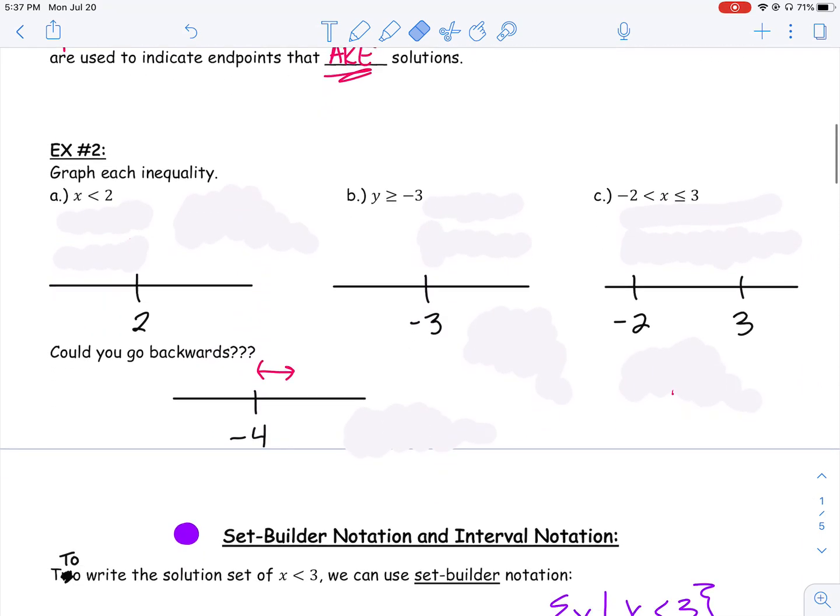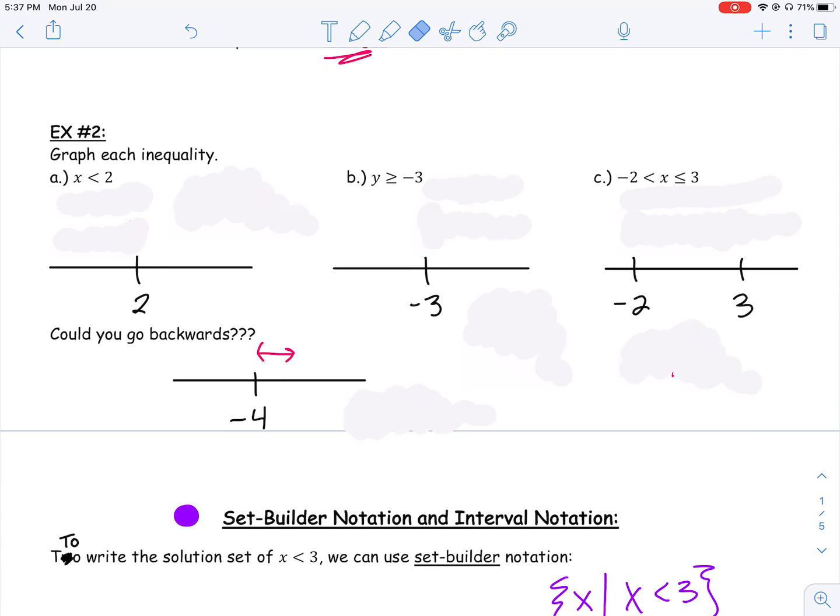All right, example number 2 says graph each inequality. So the first one says x is less than 2. So on a number line, I'm going to put my 2. Now it's less than, not less than or equal to, so I'm going to use parentheses. And which direction is less than? Well, it's to the left, right? So I'm going to draw my parenthesis by my 2, and then I'm going to draw an arrow to let me know that I'm going less than 2. I don't want to do brackets because I don't want to include 2. I just want to be less than 2. Some books and some teachers, instead of using parentheses and brackets, might use open or closed circles. So I'm going to show you that too.